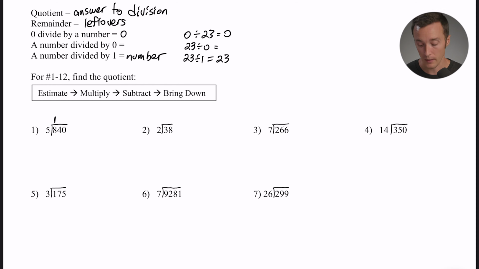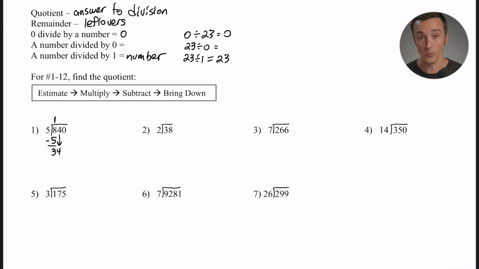Now I need to multiply. I want to multiply the 1 and the 5, and 1 times 5 is 5, and I'll put that right there. The next step says to subtract. So we're going to subtract 8 minus 5, just like this. 8 subtract 5 is 3. And then the final step after we subtract is to bring down. So we're going to bring down that 4 and turn that 3 into a 34.